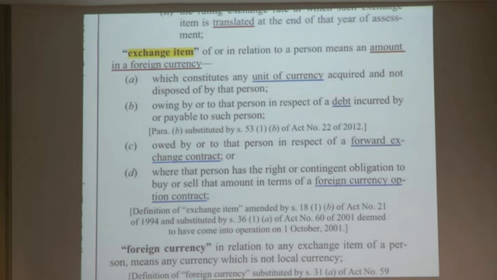So for a company, you don't even think twice. You do 24I on all the exchange items. For a natural person, you always do it for the last 2, the forward exchange contract and the FCOC, but you only do it for item A and B if they speculate with foreign currency. Is that clear? You got the difference? Okay.